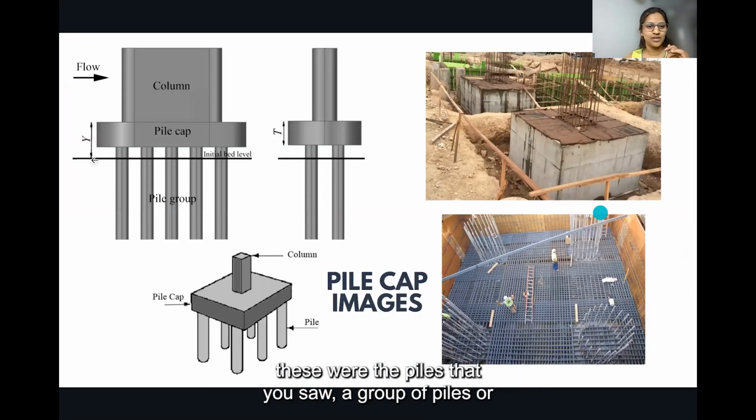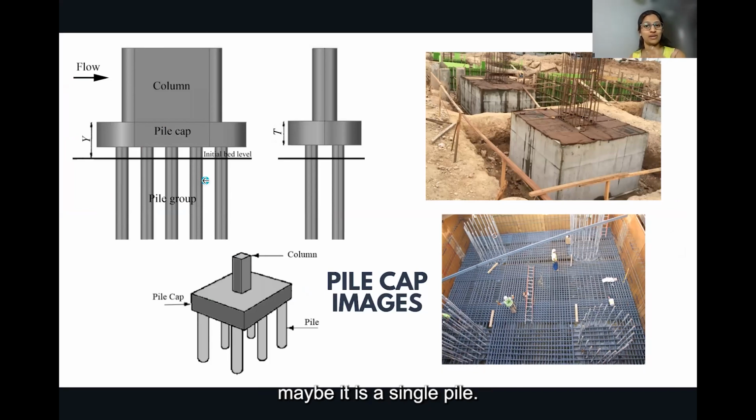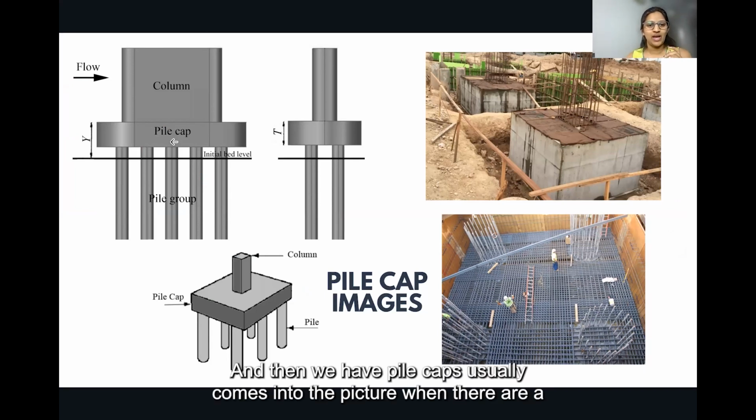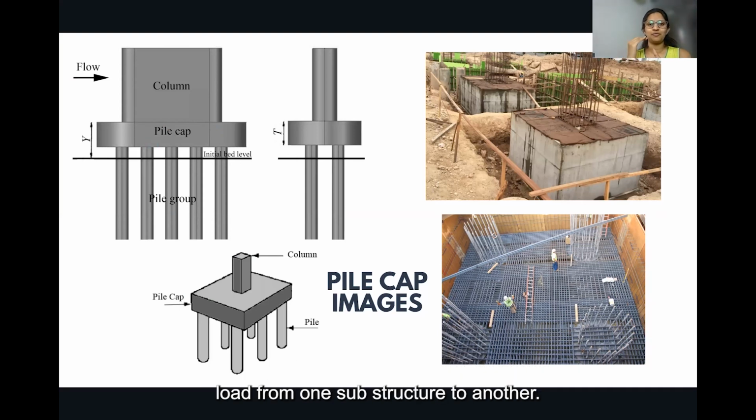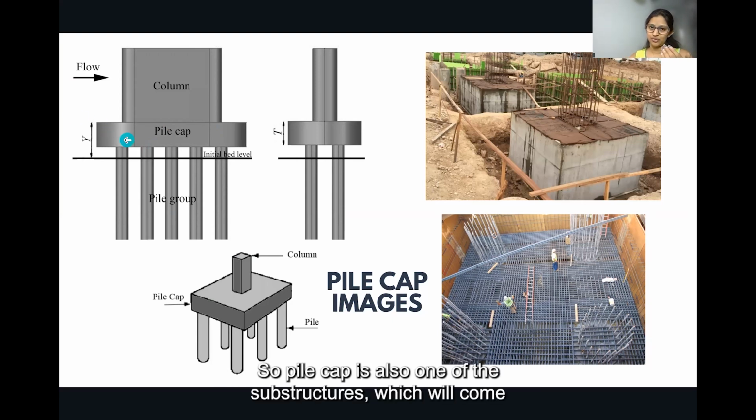Next, moving forward, we have the pile caps. Pile caps are nothing but, these were the piles that you saw, a group of piles, or maybe a single pile. Pile caps usually come into the picture when there is a group of piles acting, where it will transfer the load from one substructure to another. So the pile cap is also one of the substructures which will come below the ground level.